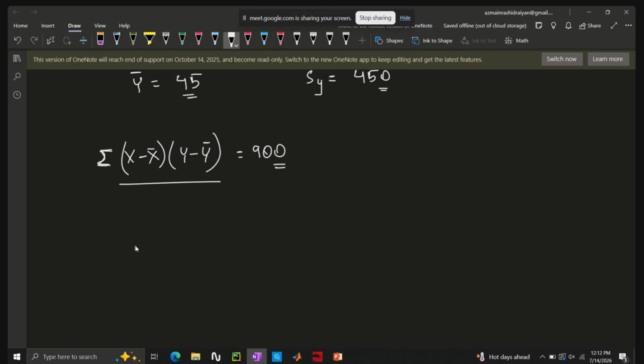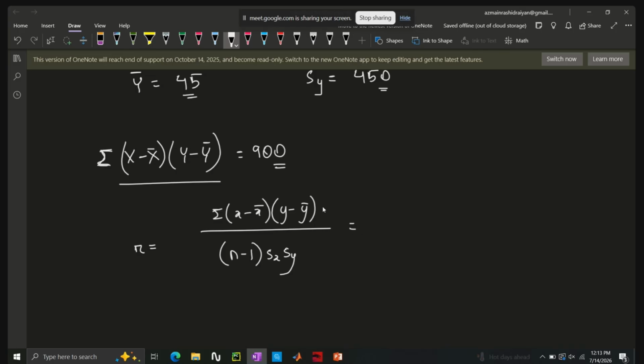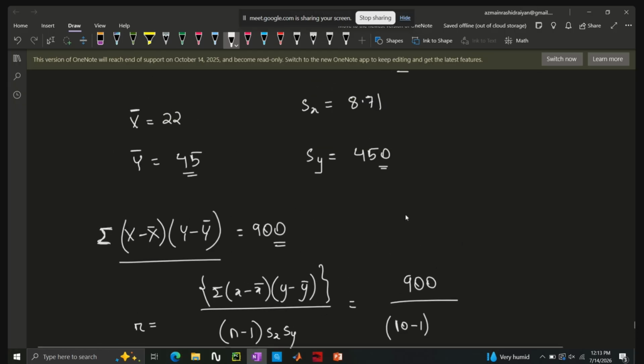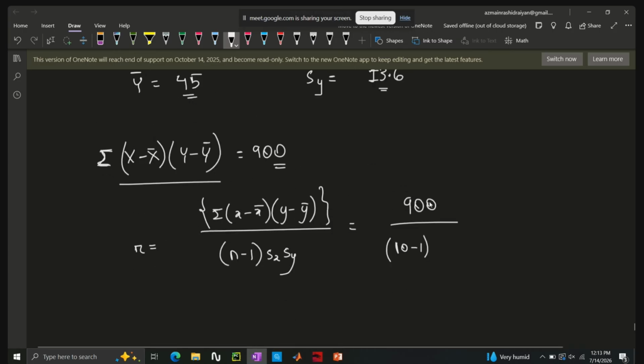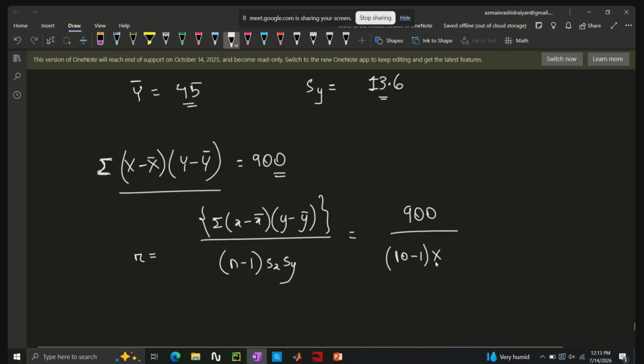If I plug in the values, my R value will be equal to the summation of X minus X bar multiplied by Y minus Y bar, divided by N minus 1 into Sx into Sy. The summation of this entire portion is 900. N minus 1 is basically 10 minus 1. Sir, there was a small mistake. The Sy value would be 13.6. Oh, thank you. So Sx value was 8.71 and Sy value is 13.6.